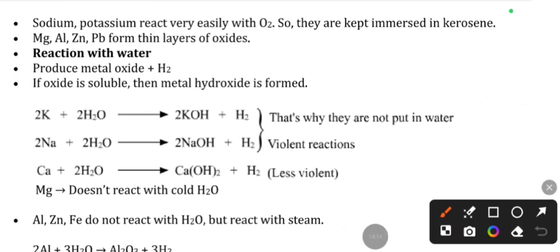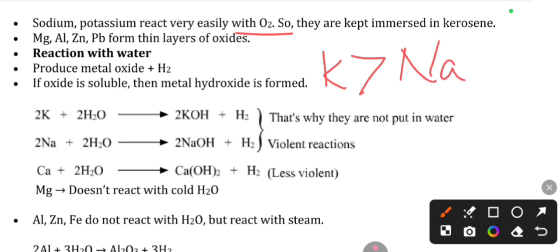Now the next point is, sodium and potassium react very easily with oxygen. If you see the reactivity series, potassium is more reactive than sodium, and it comes on the upper side, at the top of the reactivity series. So potassium is more reactive than sodium, coming on first and second position. So the highest reactive element we can say is potassium. It is so highly reactive that it can easily react with oxygen.